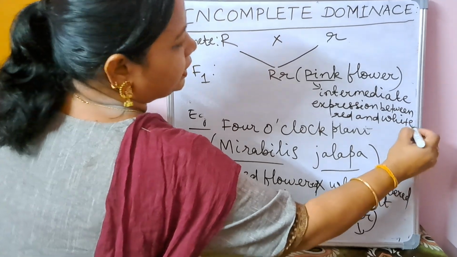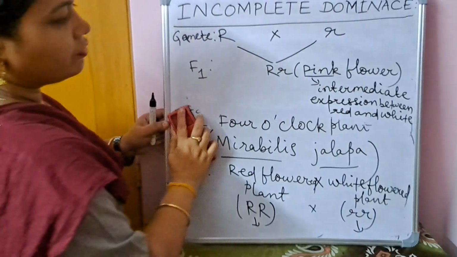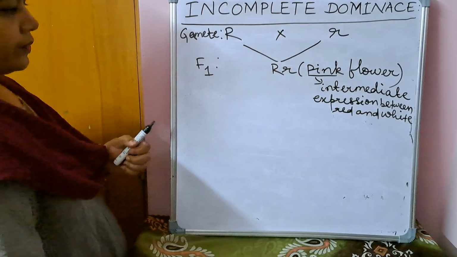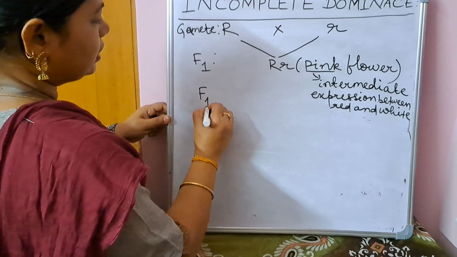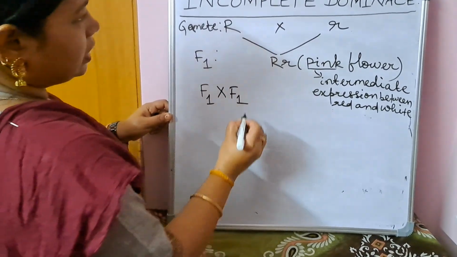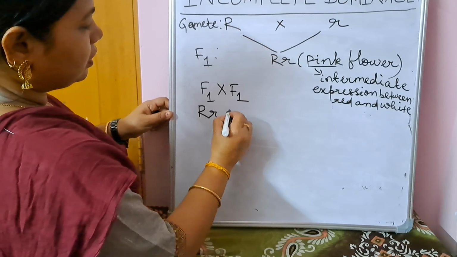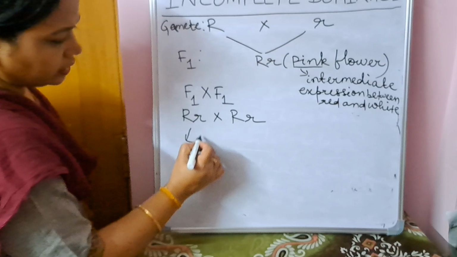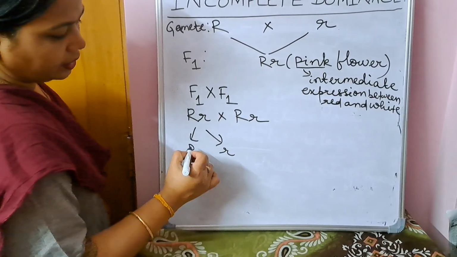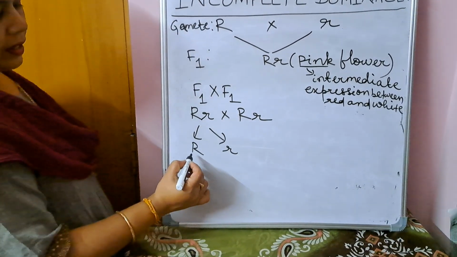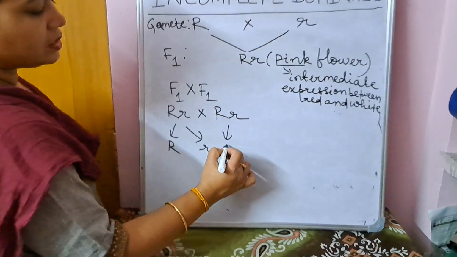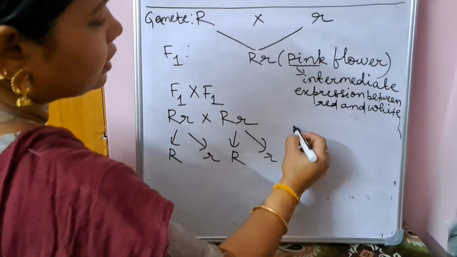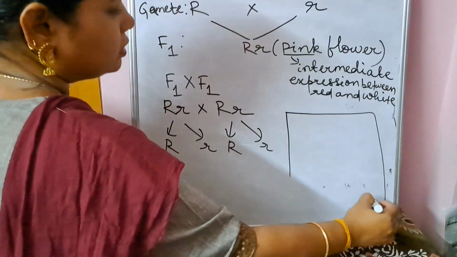Now whenever you do selfing of F1, what is happening? Let us see in the F2 generation. Now this F1 crossed with F1. I mean you will be taking capital R small r crossed with capital R small r. Now what will be the gametes here? 50% possibility is there that it will be capital R, 50% possibility is there that it will be small r. Here also in the same way, capital R small r. Now let us do the checkerboard.